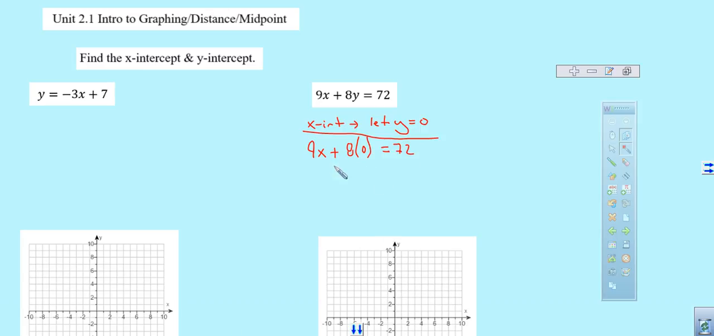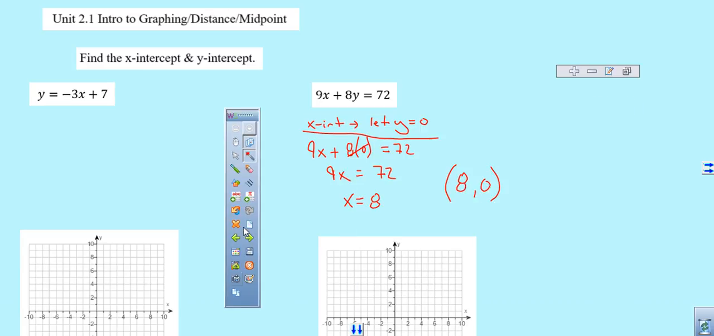When we simplify that, we get 9x. That turns into 0, or basically goes away, and then we get 72. So x is equal to 8. That means that my x-intercept occurs at (8, 0).